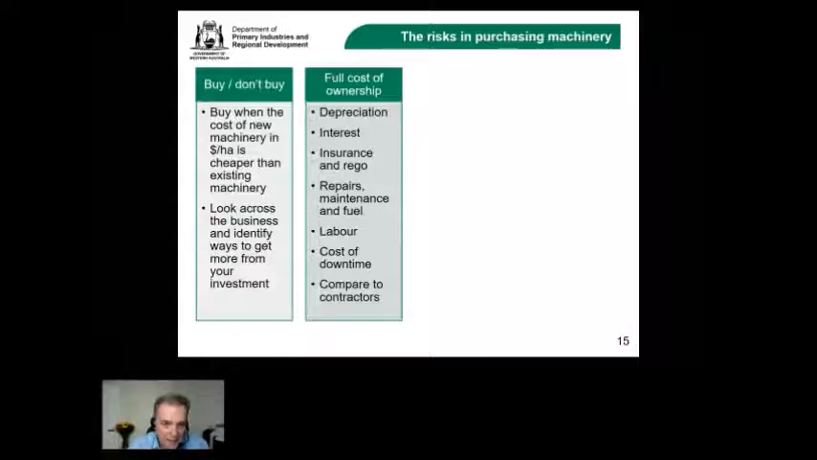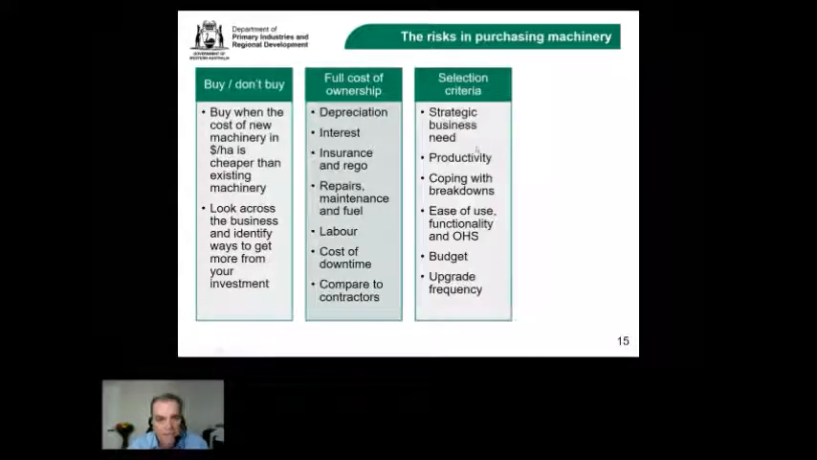So we look at extra, additional, incremental depreciation, interest, insurance and rego, all of the different costs involved, not just some of the costs. But look at the incremental, not the total. Which plant and equipment should you select? Well, this is going to vary from farm to farm. You know, what aligns to your business plan?